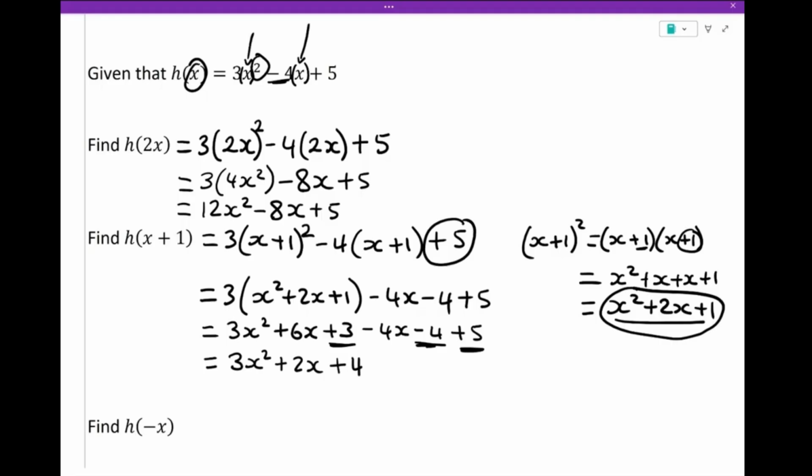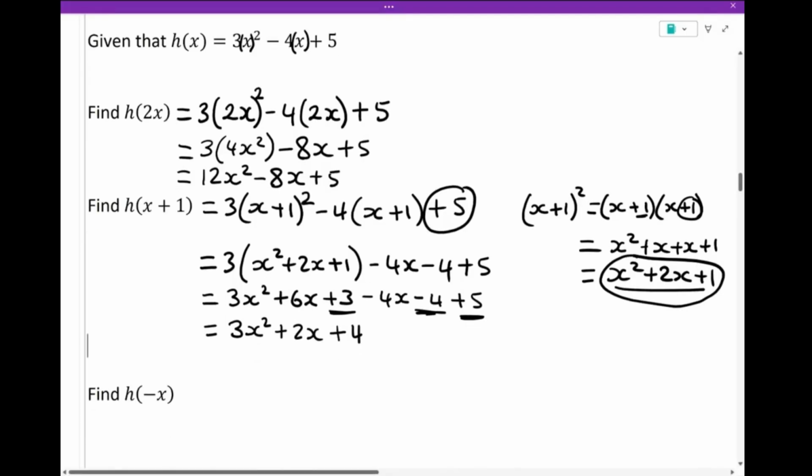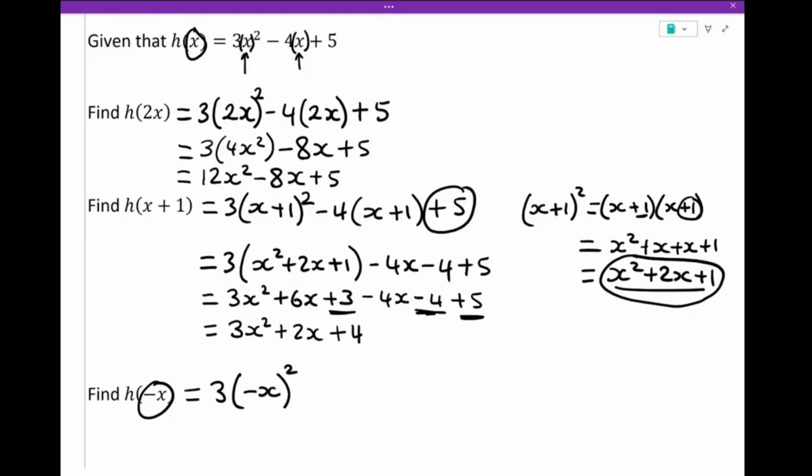Now, we've got one final part for this question, so I'm just going to declutter what I've written up here. And for this one, we are being asked to find h of negative x. So wherever there's an x in my initial function, I'm going to replace it with a negative x. Inside my brackets here, we are going to put a negative x. So I would write 3, open brackets, negative x to the power of 2. Then we've got the subtract 4, open bracket, negative x goes into the bracket, plus 5, like that.